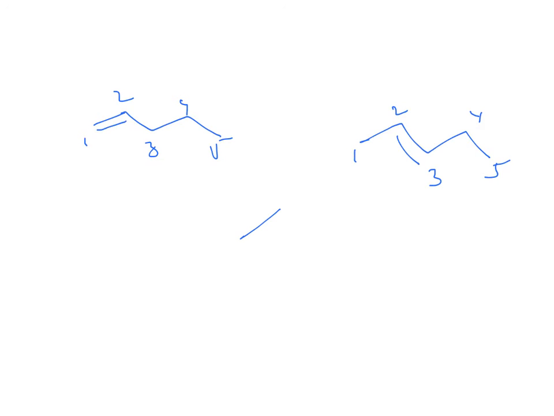And so for instance, let's try 1, 2, 3, 4, 5. So I have 1-pentene, I have 2-pentene, and I have cyclopentane. All of them have the formula C5H10.